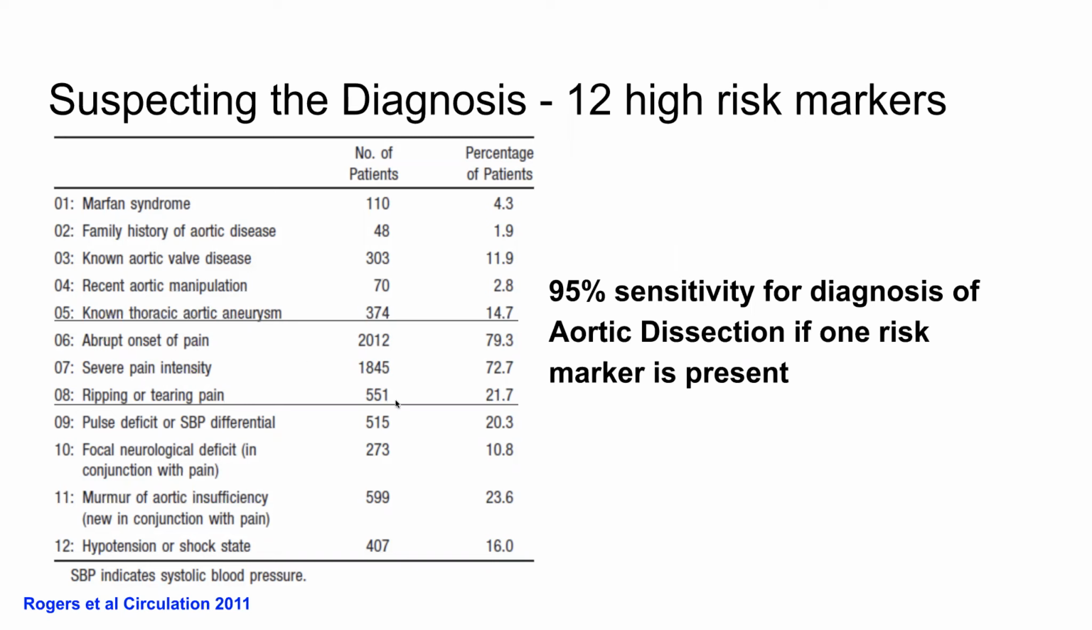Other findings which you may find, and which can help you diagnose aortic dissection, are less likely to happen. You may find that they look like Marfan, but most patients don't look like Marfan. Very few patients have family history, and very few patients who have aortic dissection have non-aortic valve disease, recent aortic manipulation, or a known thoracic aortic aneurysm. You can find other things like a murmur of aortic insufficiency, and that can happen in up to 25% of patients. Hypotension and shock occur in 16% of patients.